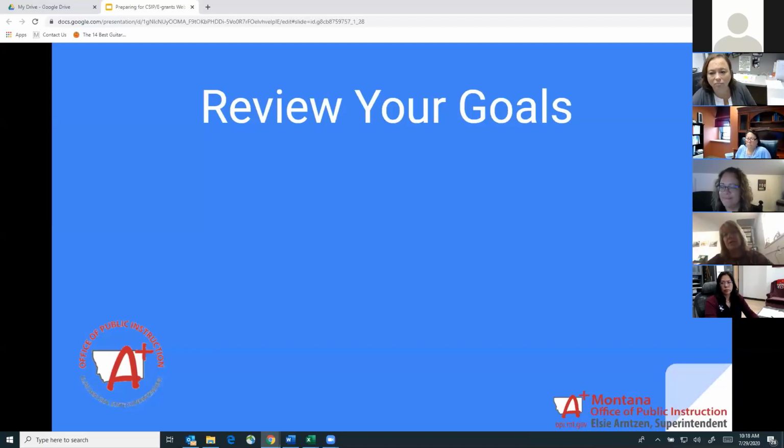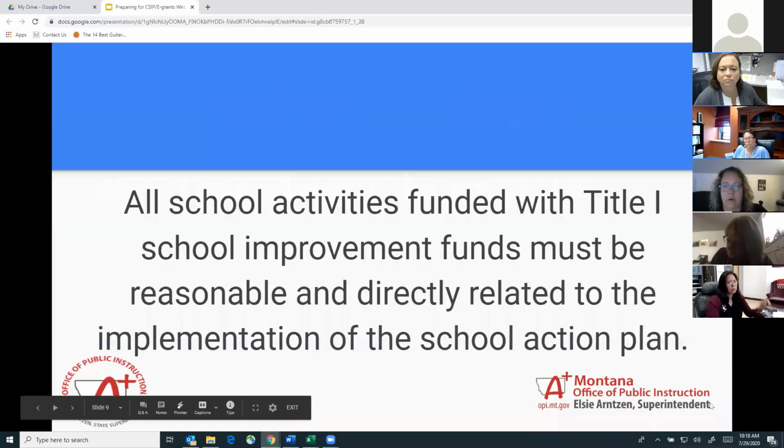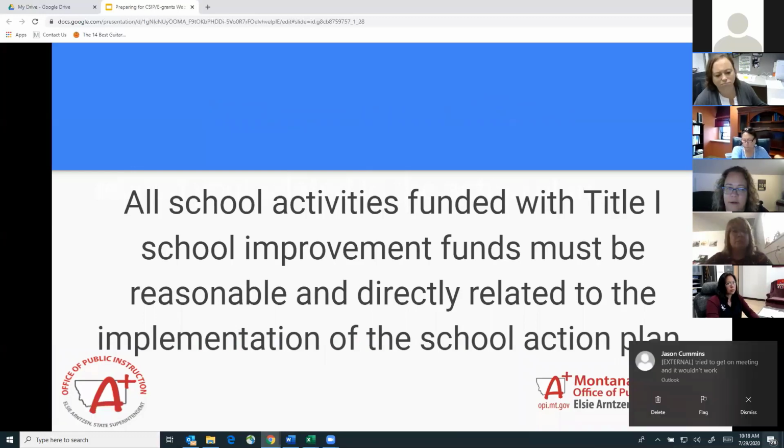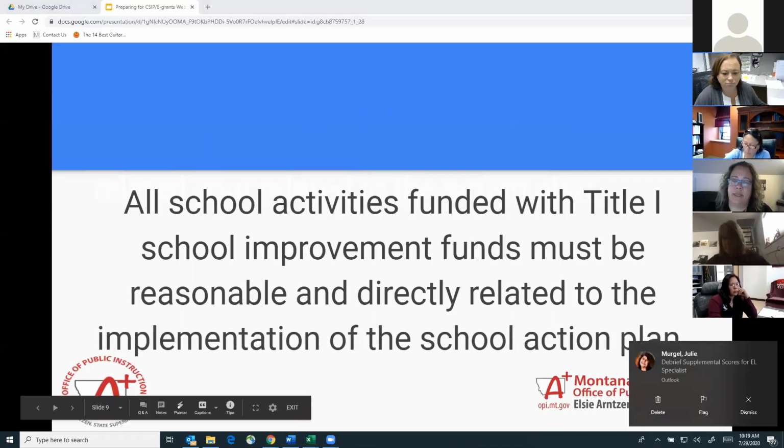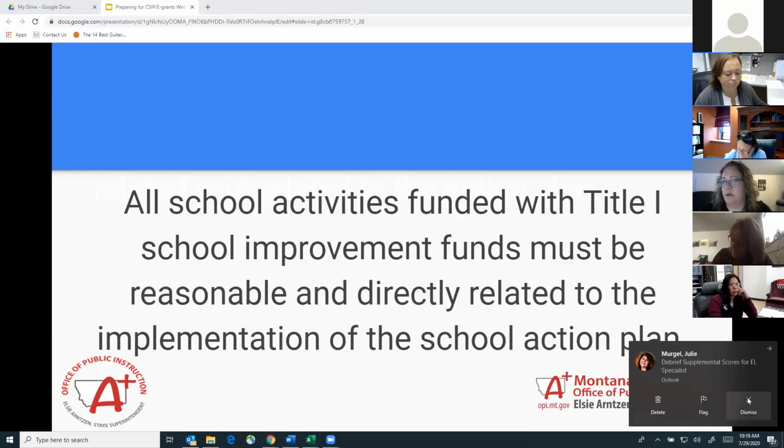And we know that we're going to adjust our SMART goals for next year based on that data. And that is exactly why we're here. So that's awesome to hear. All right. So we want to make sure that you understand that any activities that are funded with your Title I school improvement dollars must be reasonable and directly related to the implementation of your action plan.